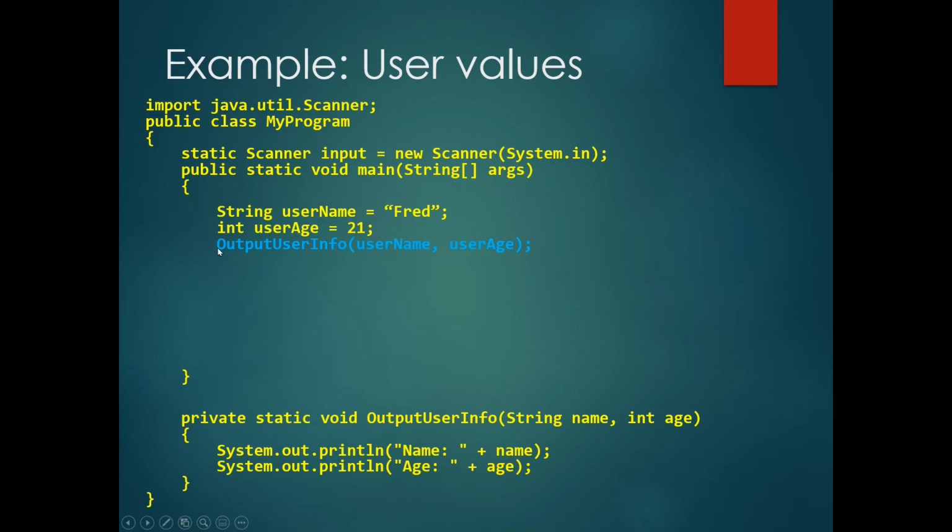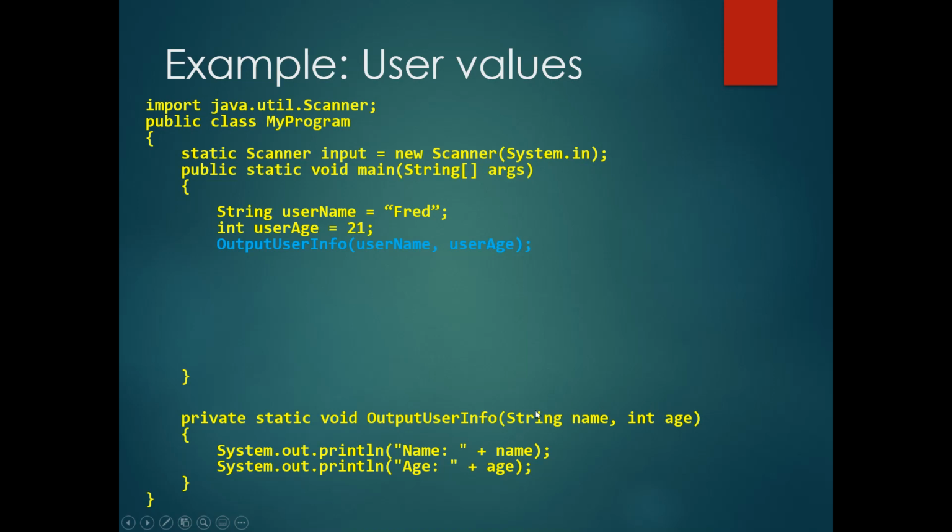But then it gets down to this third line, and just like before, it says, ooh, I gotta go do that code. So it jumps down here to the signature line, and it says, ooh, define two new variables, please. It defines name and it defines age. So now we currently have 4 variables in memory: username, user age, name and age. Username and user age have the values Fred and 21.